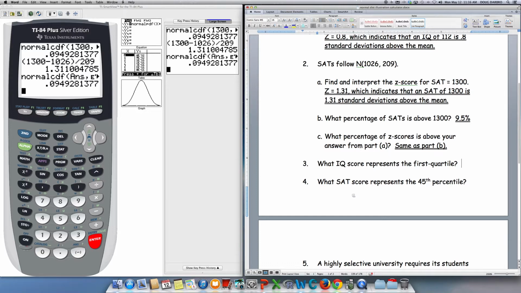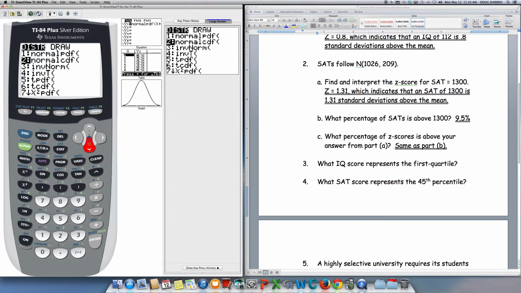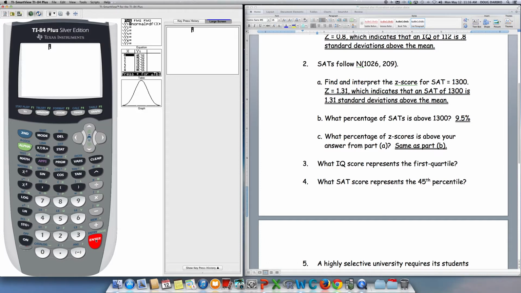Well, guys, the calculator key that we use in this case is not the normal CDF, but the inverse norm. So inverse norm has a different form. First thing it asks is area. You've got to beat in your student's head, not literally, please, that this wants area below. It's just the way the calculator is programmed. It also wants the area as a decimal.